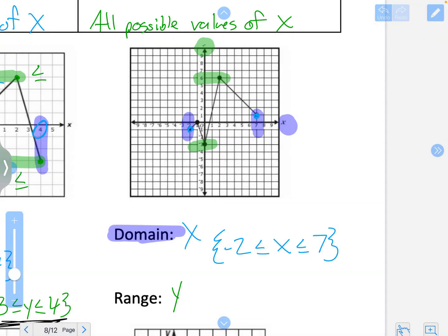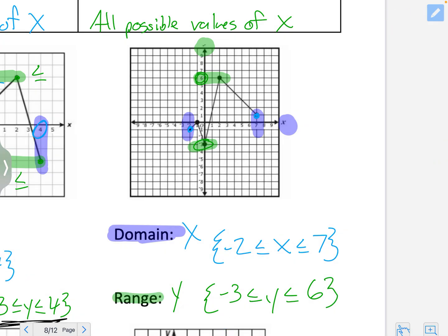So for range, I'm going to take the smallest number, which I highlighted, which was -3, less than or equal to y, less than or equal to, and the biggest number I highlighted was 6. And both of those were filled in circles. Ooh, that's really, really bad. And so that's what we're looking at right there.